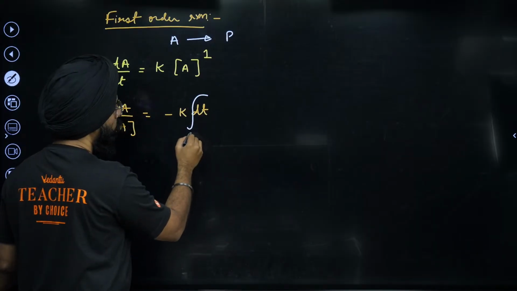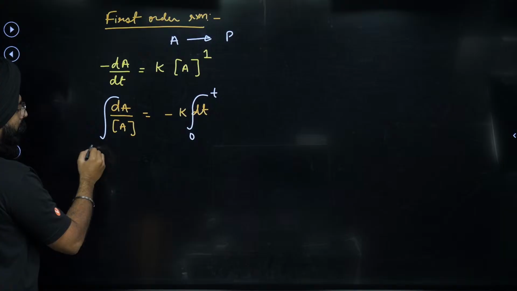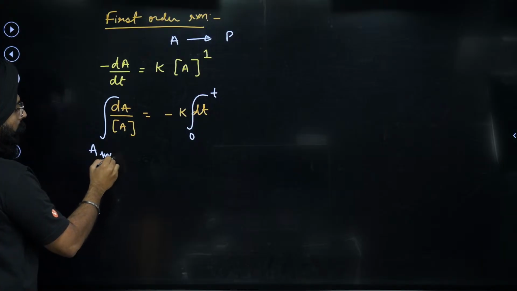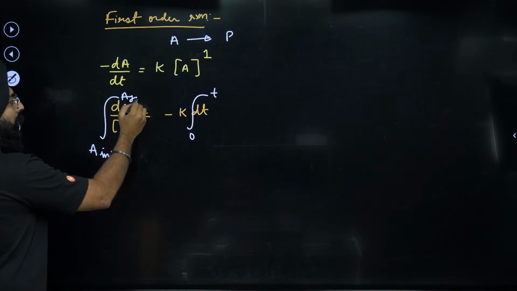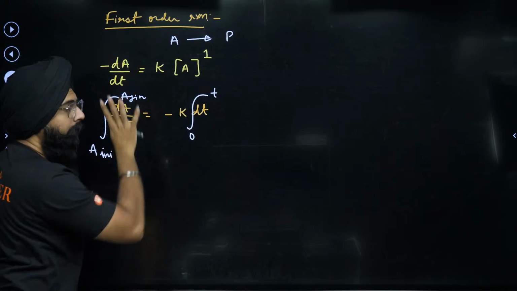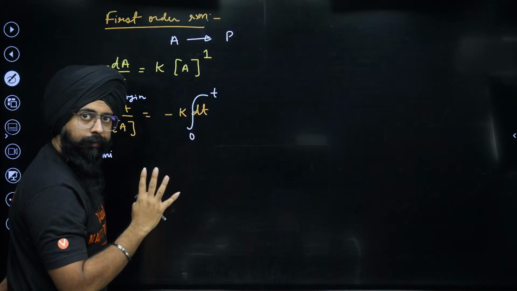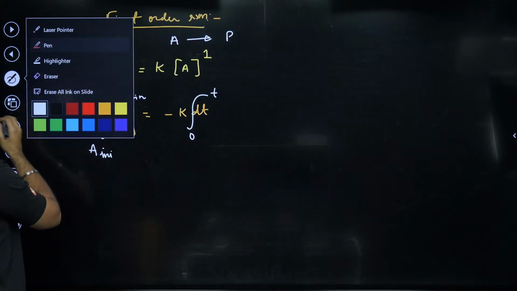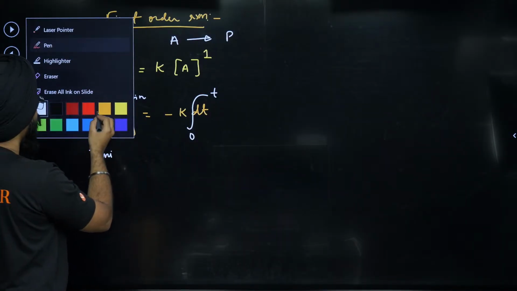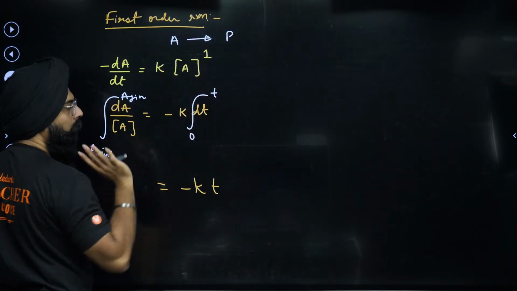Now time has to be integrated from 0 to t, and A has to be integrated from A initial to A final. What is A initial? Initial amount of reactant. What is A final? Final amount of reactant. Okay. So now once we do the integration, people, the right hand side of this integration is very simple. This will become minus K into T.